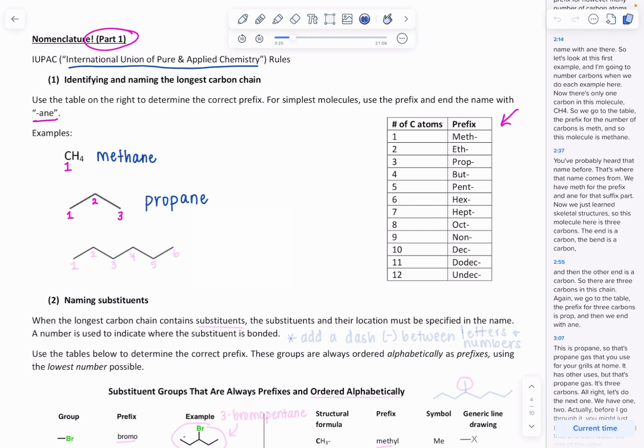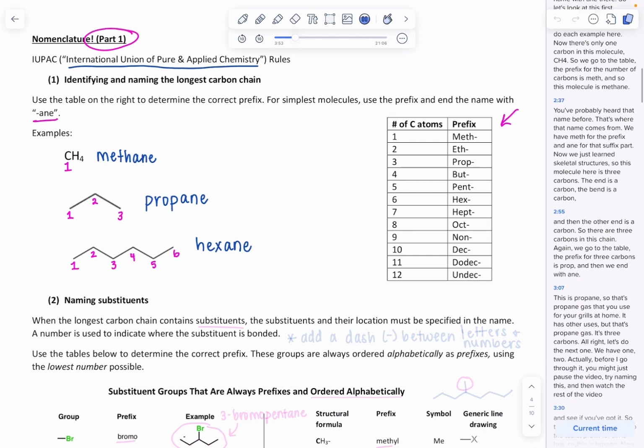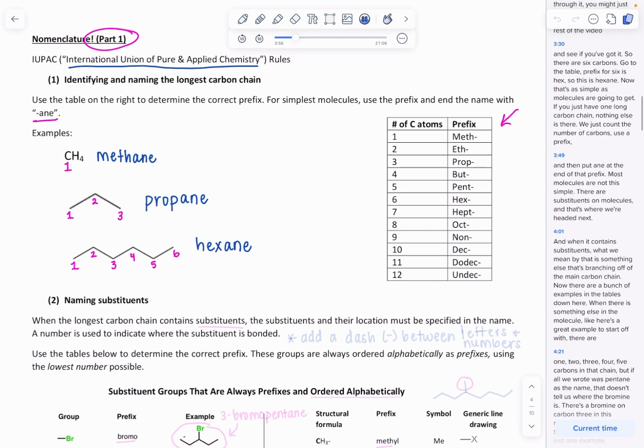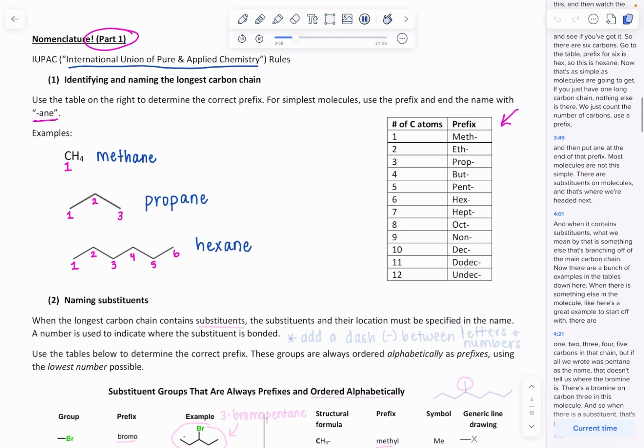All right, let's do the next one. Actually, before I go through it, you might just pause the video, try naming this, and then watch the rest of the video and see if you've got it. So there are 6 carbons. Go to the table. Prefix for 6 is hex. So this is hexane. Now that's as simple as molecules are going to get. If you just have one long carbon chain, nothing else is there, we just count the number of carbons, use a prefix, and then put ane at the end of that prefix.